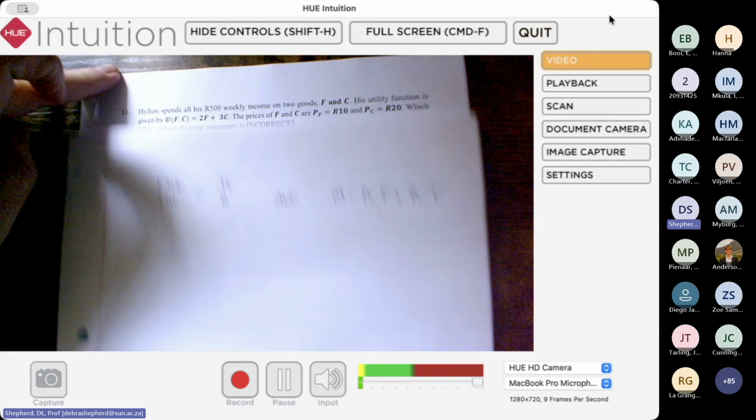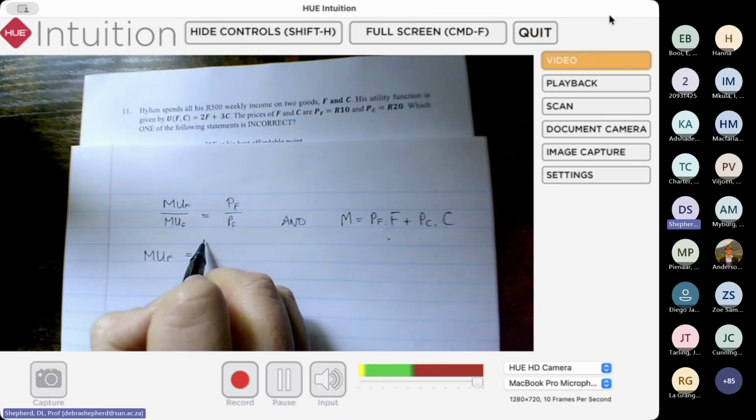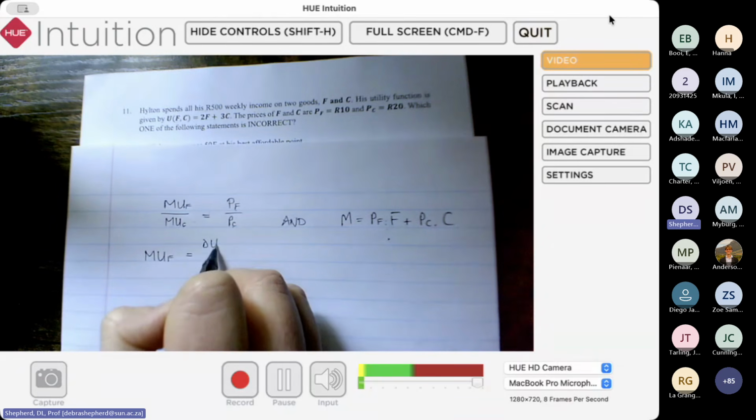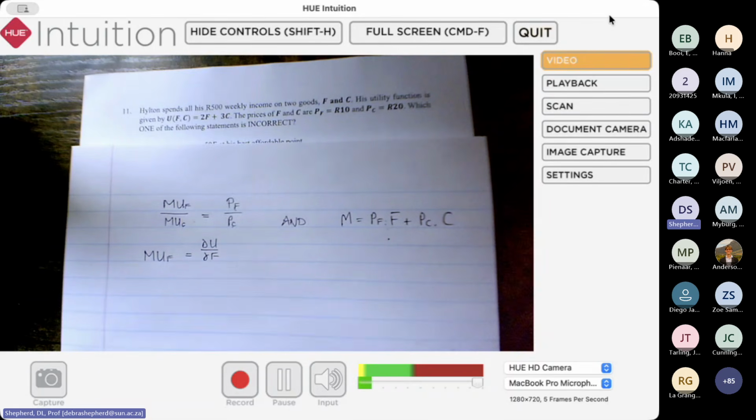So the marginal utility of F, we find by taking the partial derivative of the utility function with respect to F. So we take the partial derivative of this function 2F plus 3C, which means we hold C constant. When you take a partial derivative of a multivariate function like this, you treat the other variable as a constant. So if I take the first derivative of 2F plus 3C with respect to F, I get 2. The first derivative of 2F with respect to F is 2, and the first derivative of 3C with respect to F is 0, because 3C is just a constant.